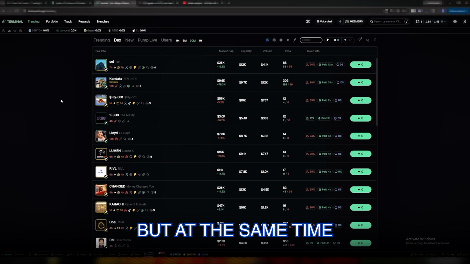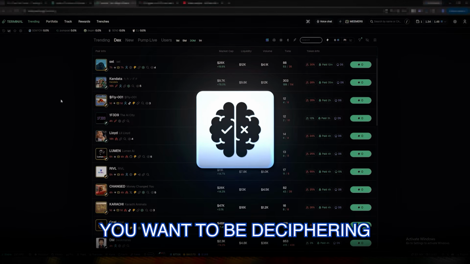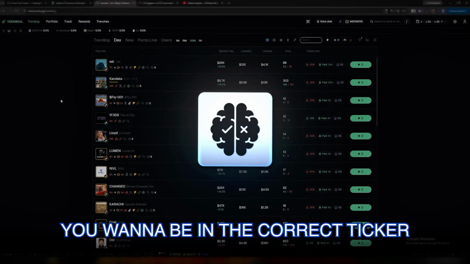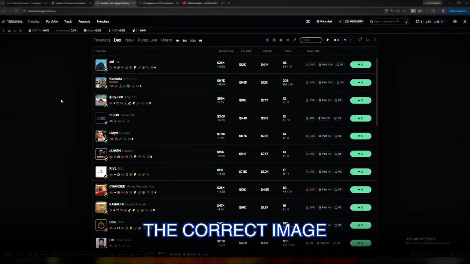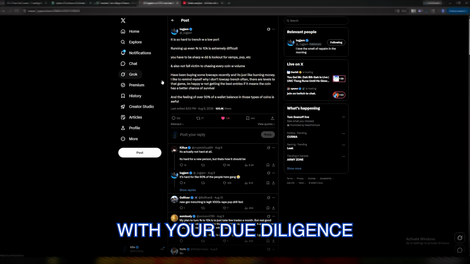A whole lot of bullshit, but at the same time you do have to look out for that, because it's important that when you're in a coin you want to be deciphering through these PvPs. You want to be in the correct ticker, the correct name, the correct image. So that's why you have to be very sharp with your due diligence.